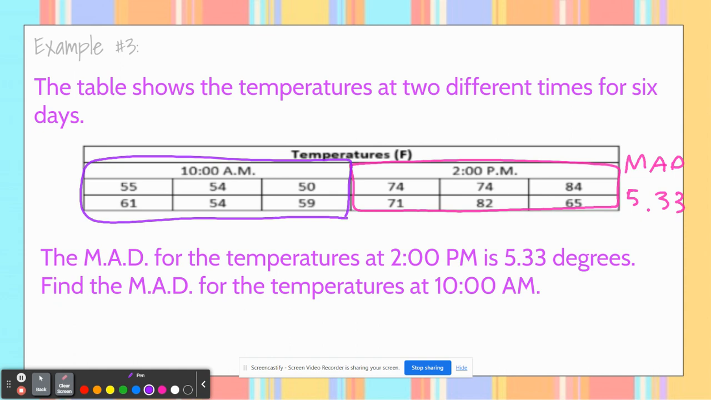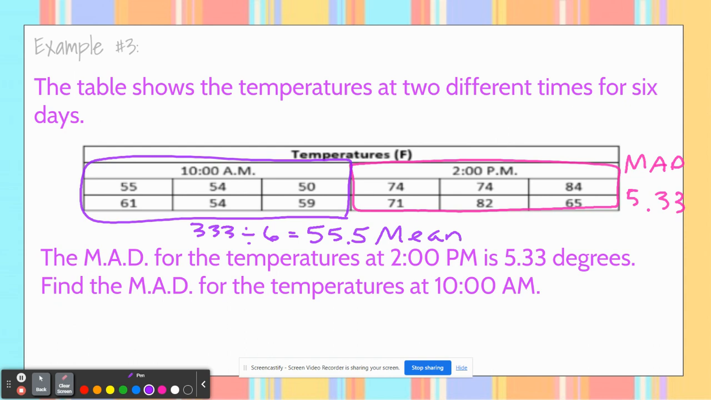So step 1, we need to find the average. So we're going to take 55 plus 61 plus 54 plus 54 plus 50 plus 59. That gives us 333. And then we're going to divide it by how many numbers are in our data set, which is 6. And that will give us our mean, which is 55.5.